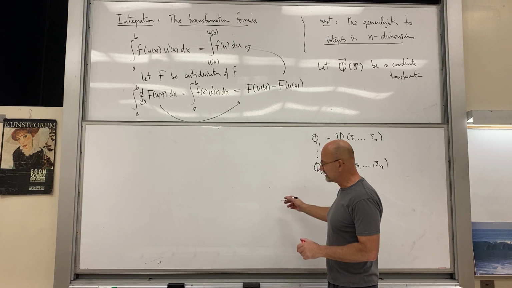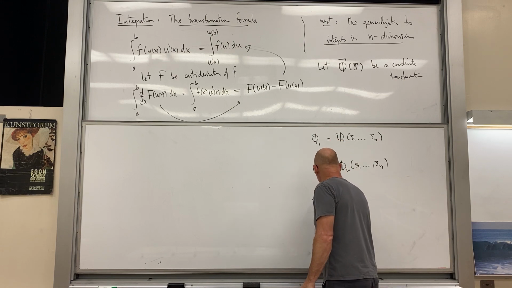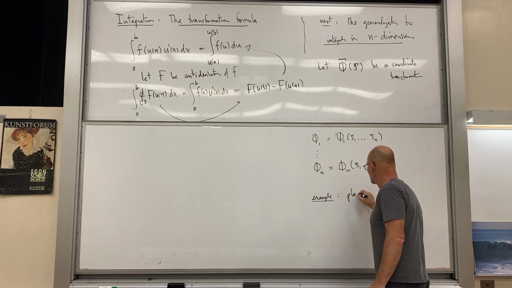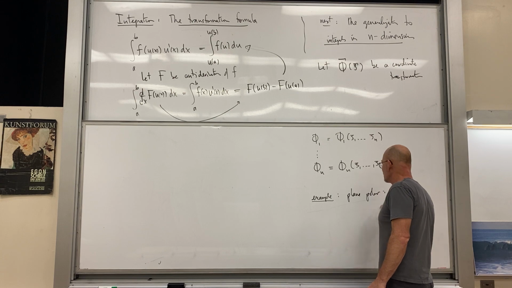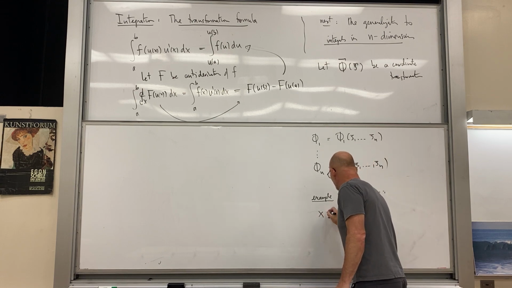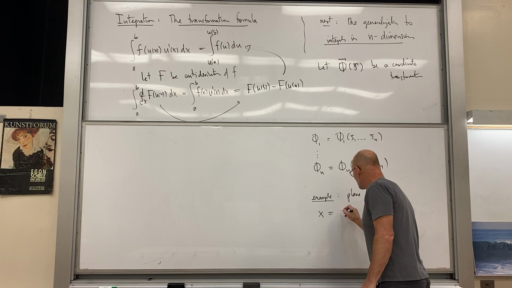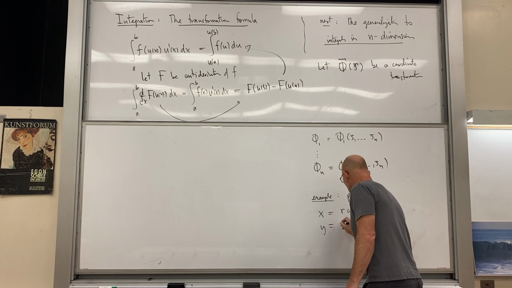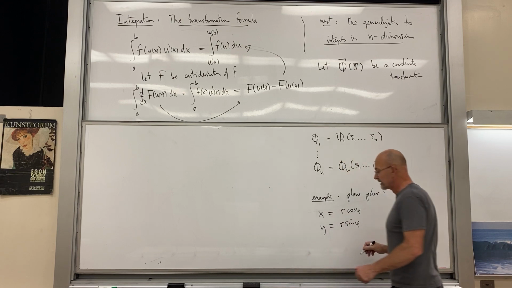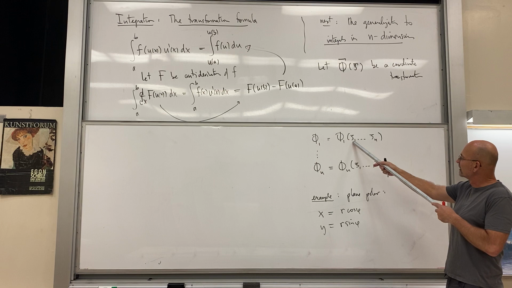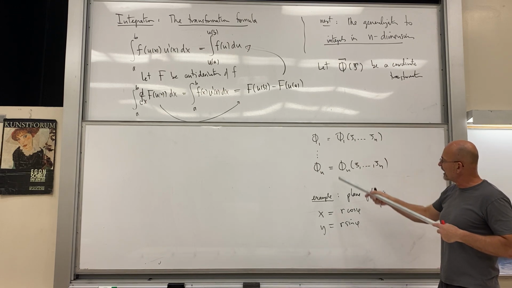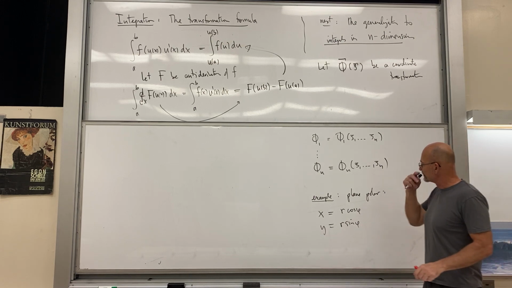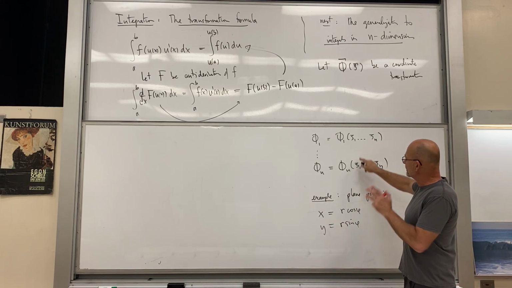Let's do, before we define any more, an example: plane polar. Then you know I have x equals r cos phi and y equals r sin phi. So my r and phi are these variables c sub 1 to c sub n, and my phi 1 to phi n are my x and y. Okay. So good. So that's an example.